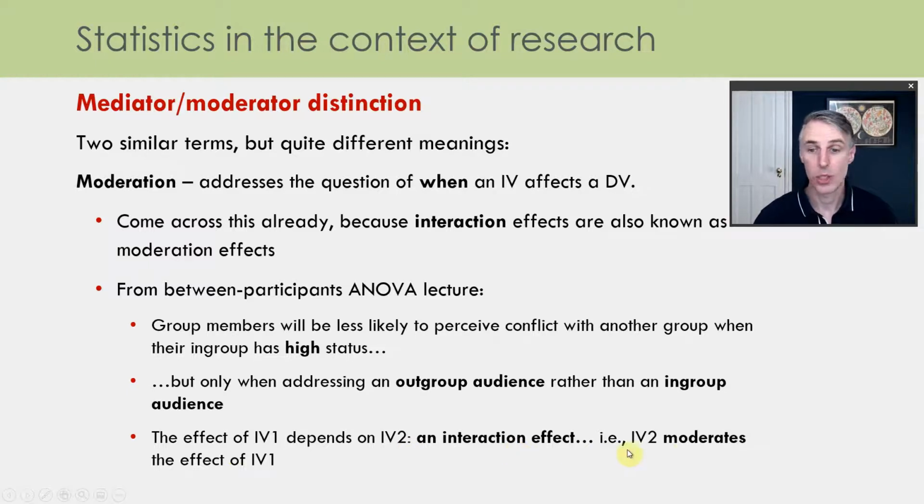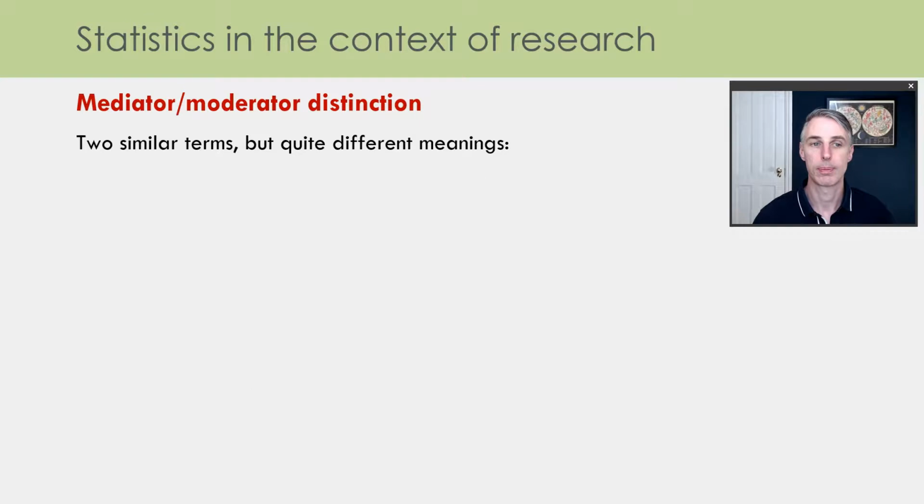And another way of stating this, quite simply, is that we expected the second IV, audience, to moderate the effect of the first independent variable, status. Okay, so that's moderation. It's basically cognate with interaction, an interaction effect between variables.